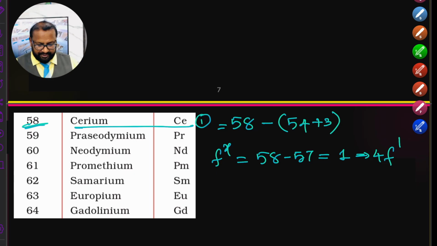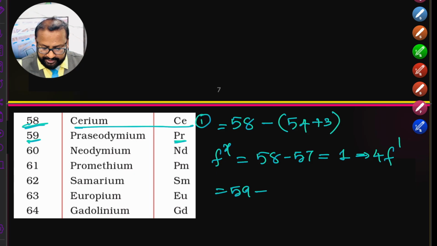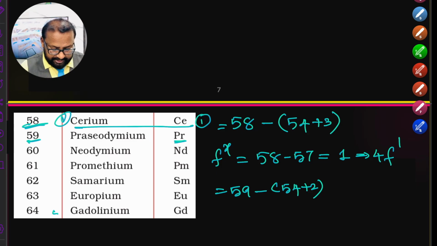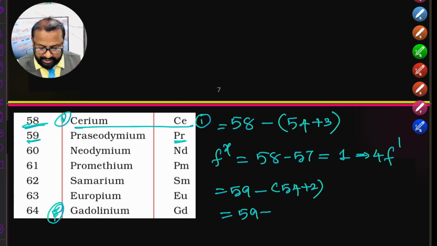Got it, right? Let's do the same thing for praseodymium. The praseodymium atomic number is 59, so it should be 59 minus 54 plus 2. Why am I taking 2 only? I subtract 3 only for the first element and gadolinium, the seventh element. For the remaining elements, I just subtract 2. So it is 59 minus 56, which gives me 3.